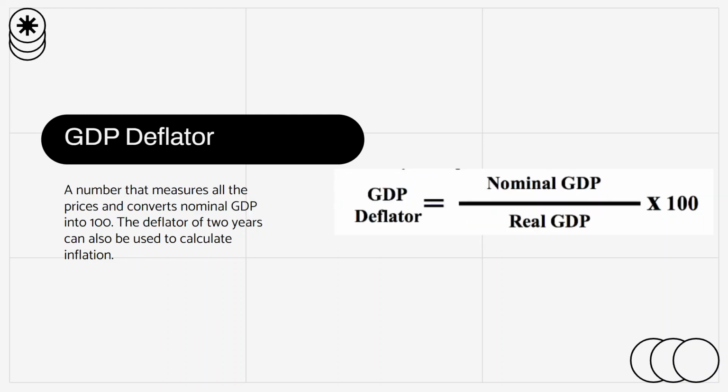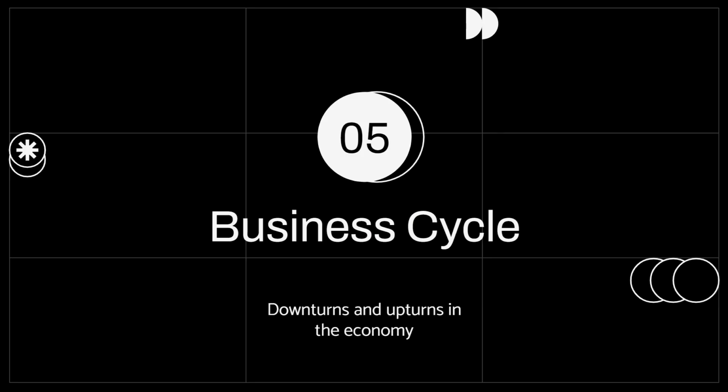There's also one more way, which is known as the GDP deflator. This is a number that measures all the prices and converts nominal GDP into real GDP and multiplies it by 100. The deflators of 2 years can be used in a similar way to calculate inflation. As you can see, the formulas on the right over here: nominal GDP over real GDP times 100, subtracting the 2 years, and multiplying that by 100 gives you the inflation. If you don't understand this GDP deflator and CPI, don't worry. I'll be making an additional video which shows 2 examples of how this is actually used in a real life scenario. The last topic of the video, the business cycle, which is basically downturns and upturns in the economy.